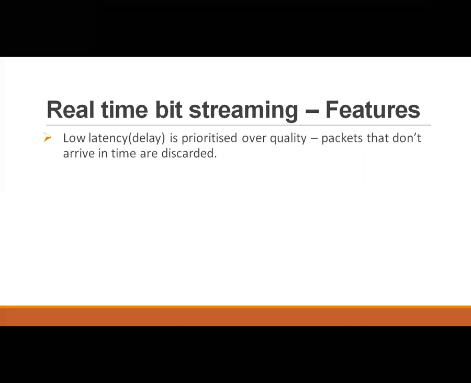So I was saying that in real-time bit streaming, or live bit streaming, the latency is prioritized over quality. It means if we don't have a strong internet connection, if there is some problem with the internet or anything else, we are going to reduce the quality of the video. So the size of the video is going to be less, but we don't want the delay in the video. So delay is prioritized over quality. We are going to compromise quality to reduce the delay.